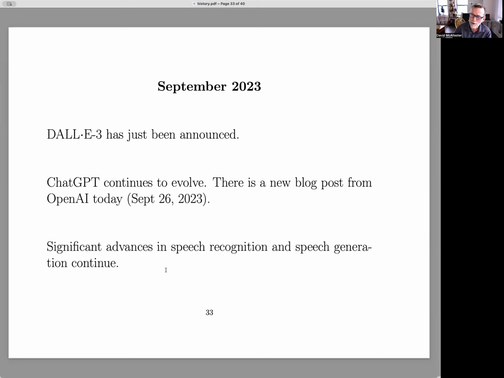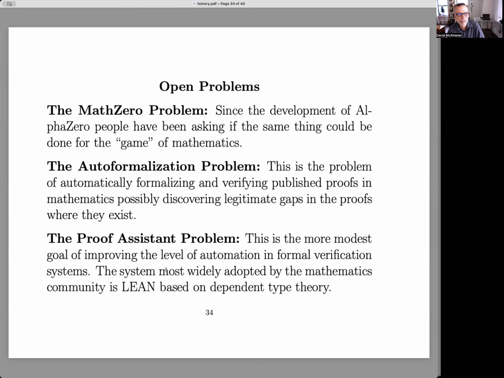These slides are from the past fall, from 2023. So this is what was happening at that time. DALL-E 3 was just announced. I'm thinking now that there hasn't been any really new dramatic developments that I've seen in the past year. And I'm wondering if this phenomenon of dramatic developments every year might have slowed down in the past year.